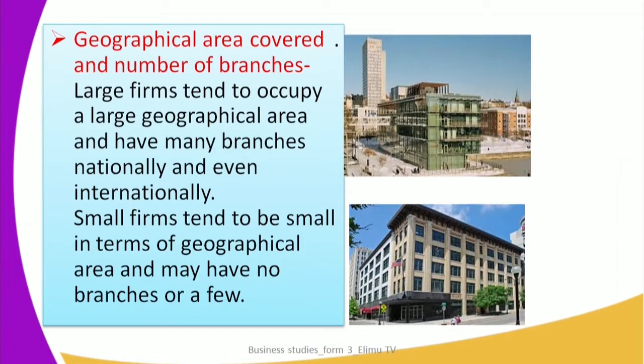Farm A occupies an area of 10 hectares. Farm B occupies an area of 5 hectares. So Farm A will be said to be big because it's occupying a large geographical area. However, the limitation for this point is that you may find that some businesses have no branch or just have few branches, and at the same time occupy a relatively small geographical area.